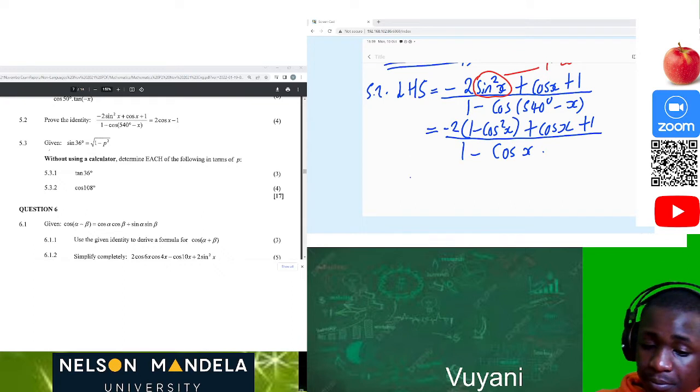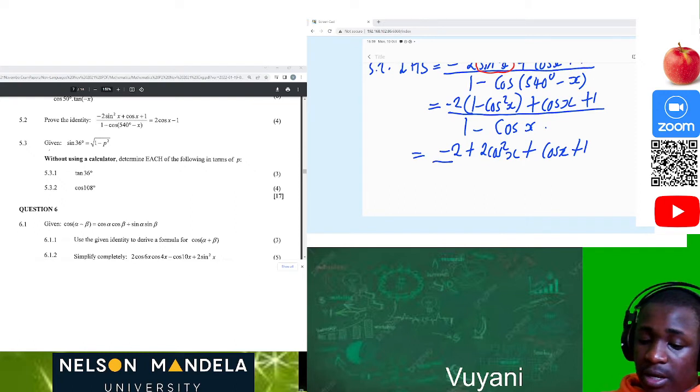Now we move on. Now we have on top negative 2 plus 2 cos square of x plus cos x plus 1, divided by 1 minus cos of x.